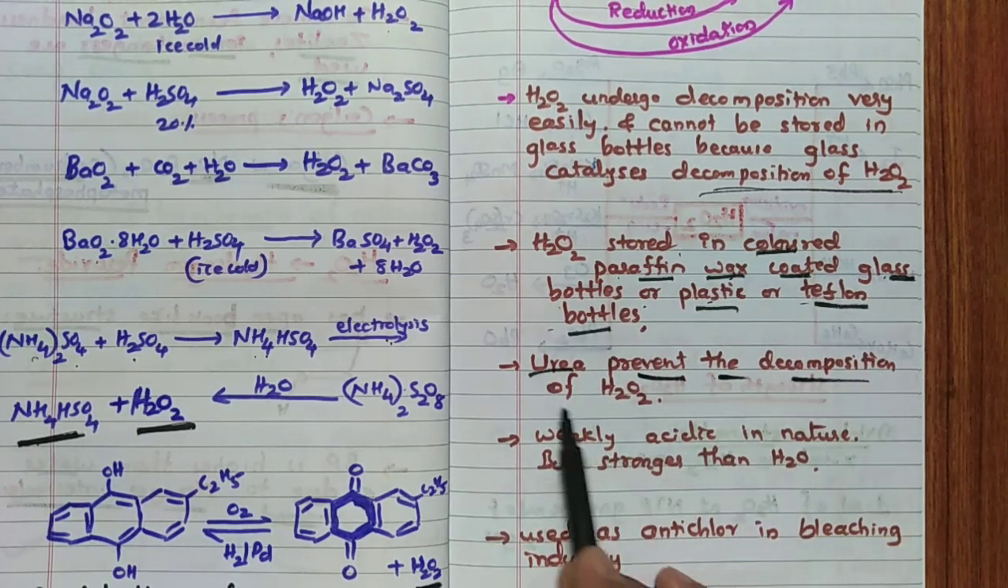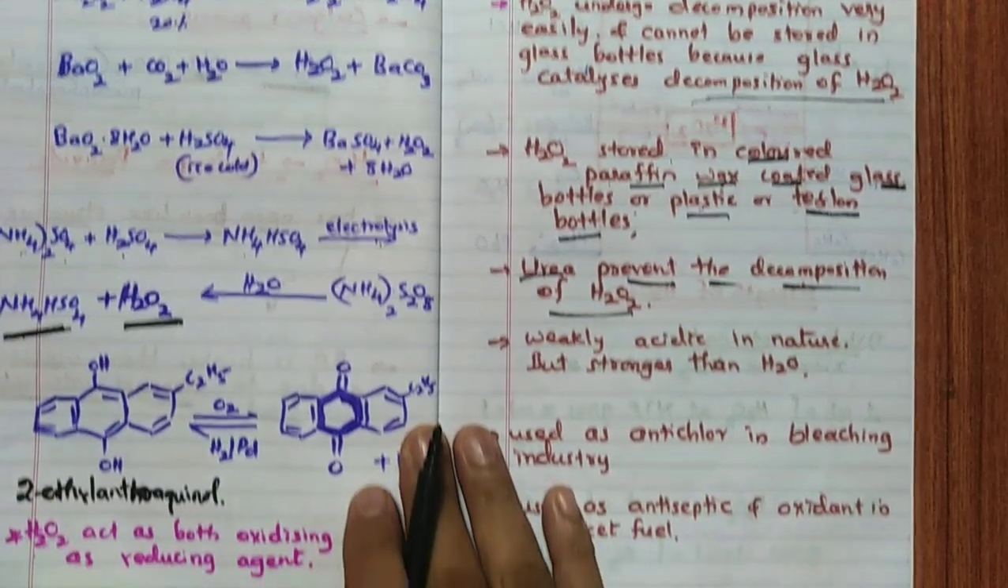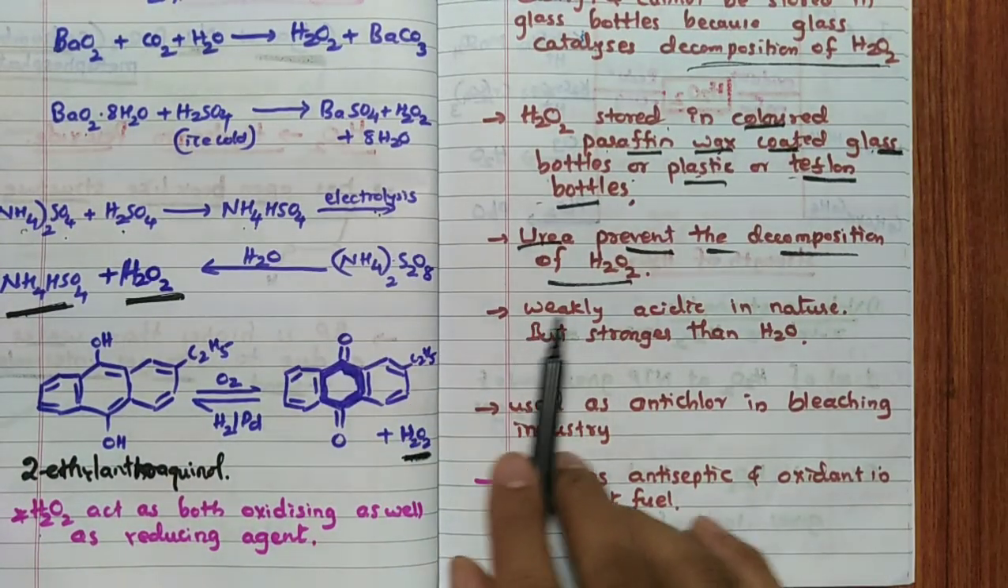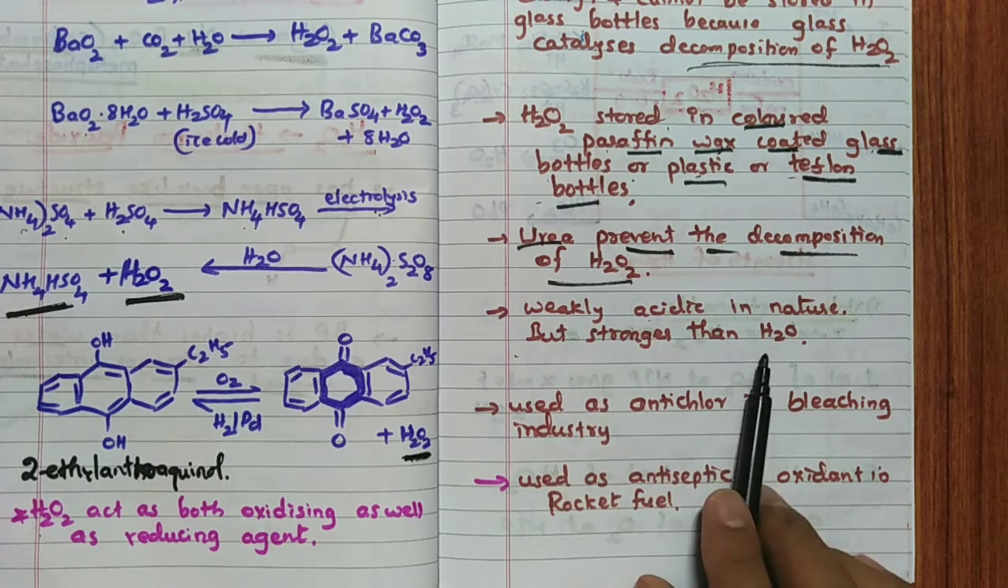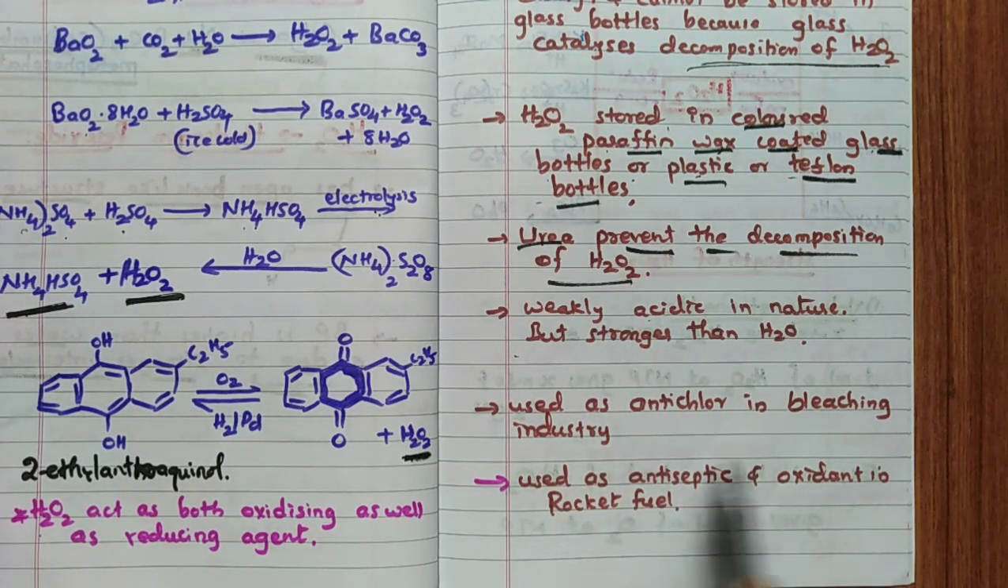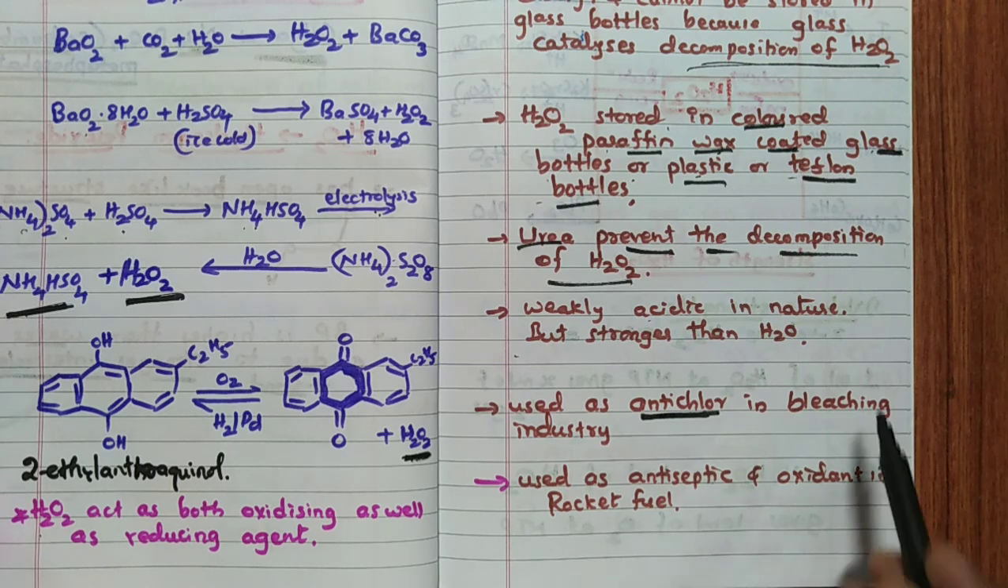Urea prevents the decomposition of H2O2. Very important point. Remember, urea acts as a negative catalyst, which can prevent the decomposition of H2O2. H2O2 is weakly acidic in nature, but stronger than H2O. It is used as an anti-chlor, so instead of chlorine you can use this. It also acts as a bleaching agent.